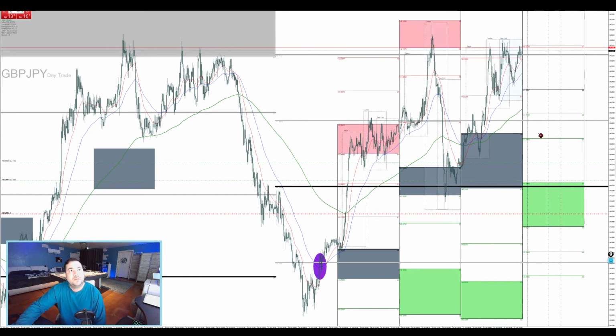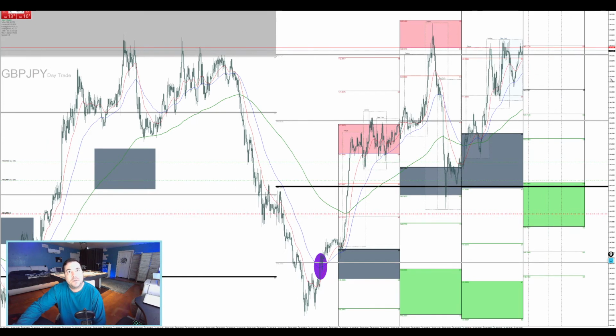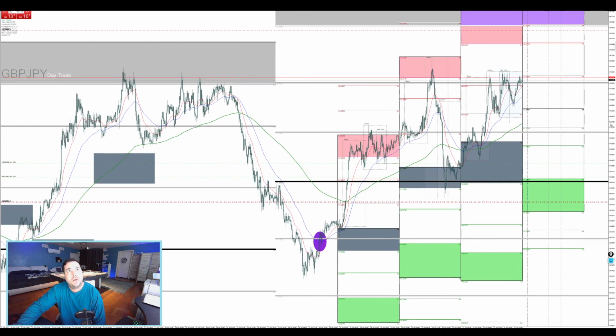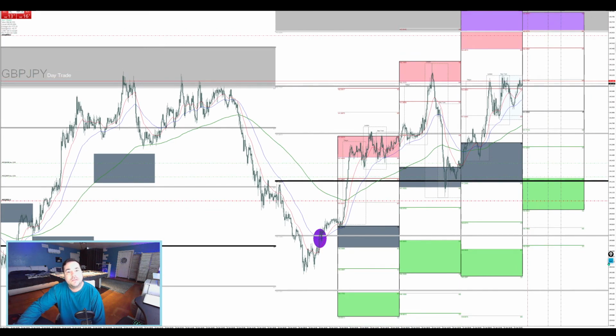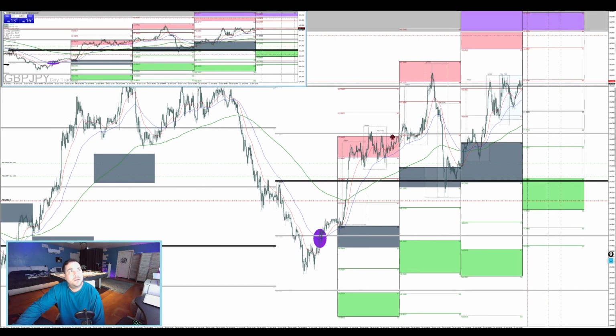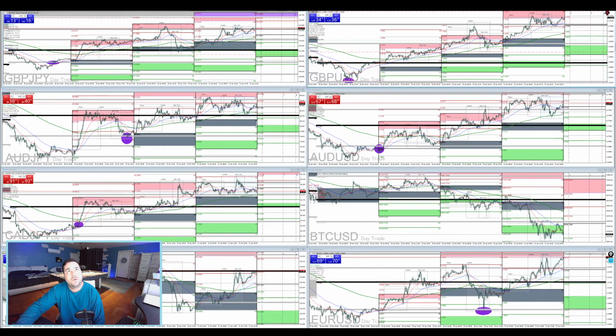Okay, so we're going to be having targets. Oh, look at that. Perfect. They align perfectly right here. Okay, we got a target. Really good. Pound yen. Okay, so let's go ahead and take a look at the pound dollar. Let's see how we're looking here.